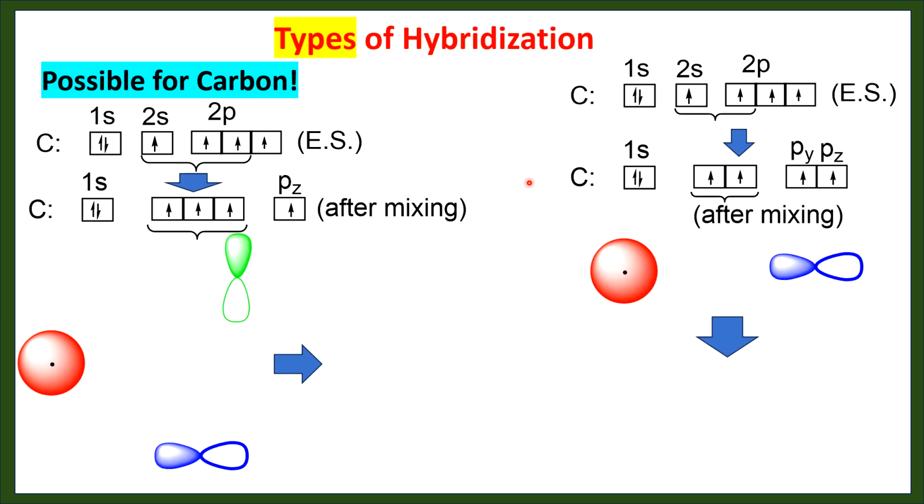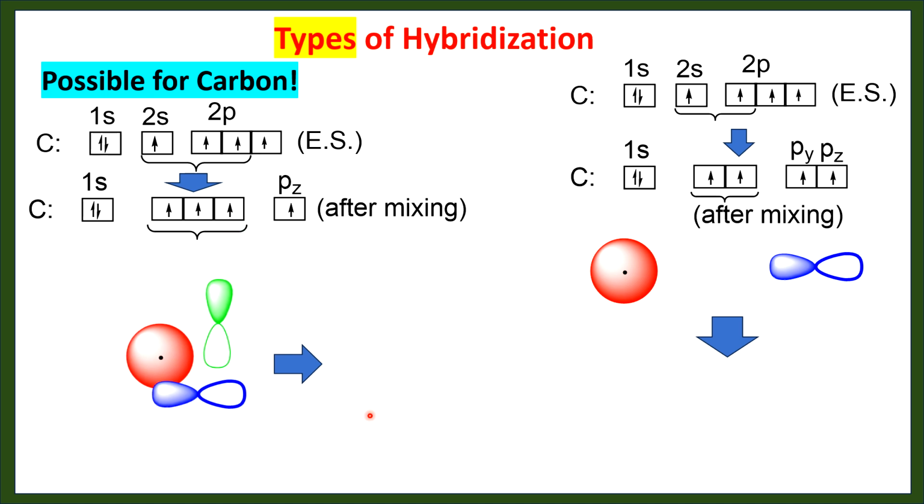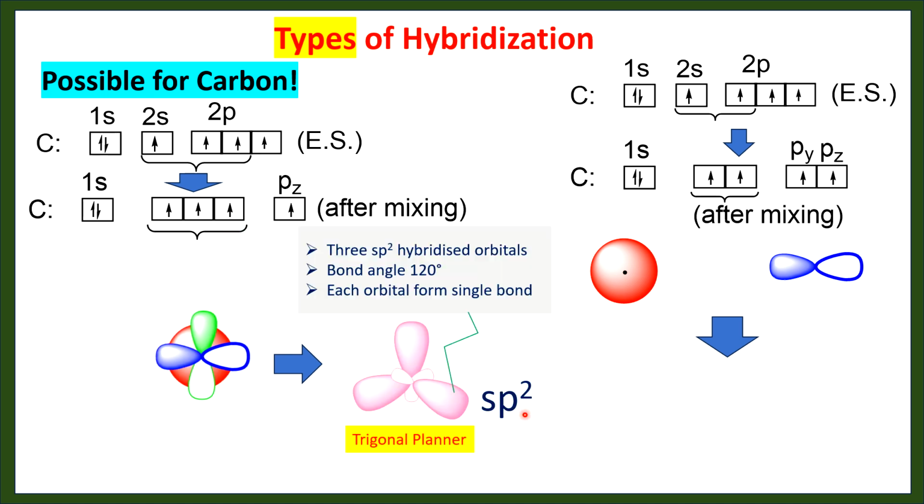Now, two other types are also possible. If among these four unpaired electrons, one s and two p get mixed, then three hybrid orbitals are generated. This looks like this: one s and two p give sp2. This is trigonal planar geometry. Each bond angle is 120 degrees and each orbital is available for a single bond. In this case, one p orbital remains unhybridized, which is available for pi bonding.